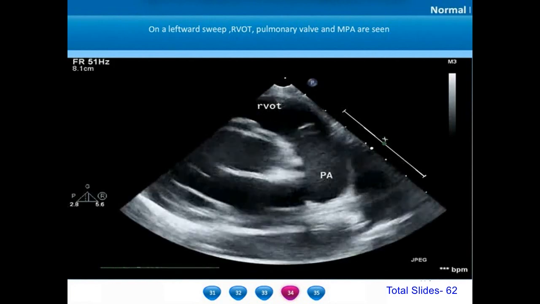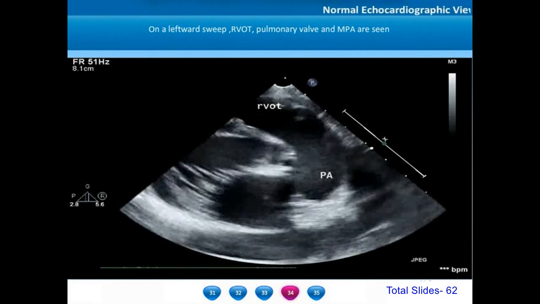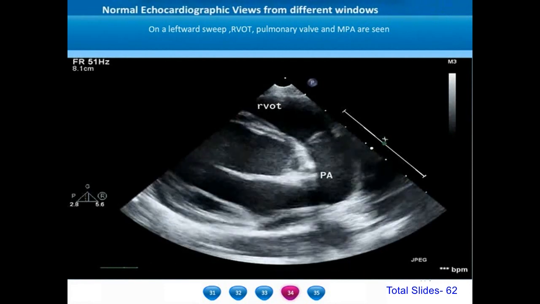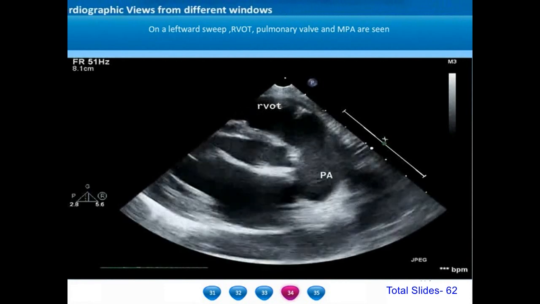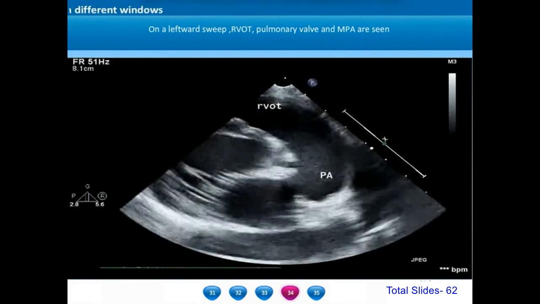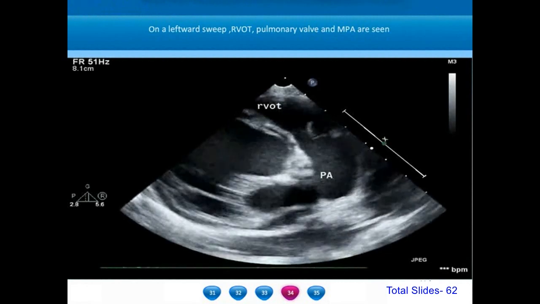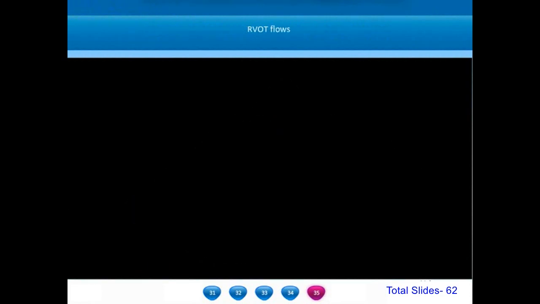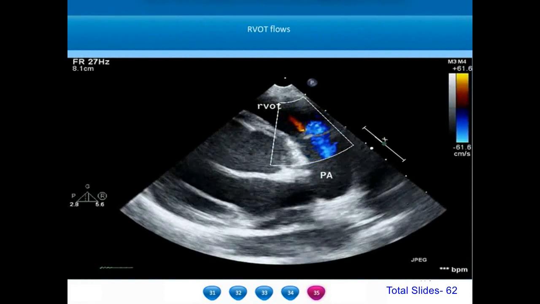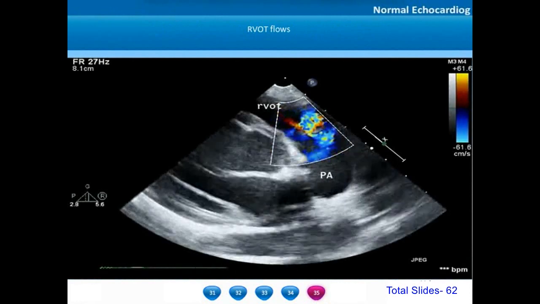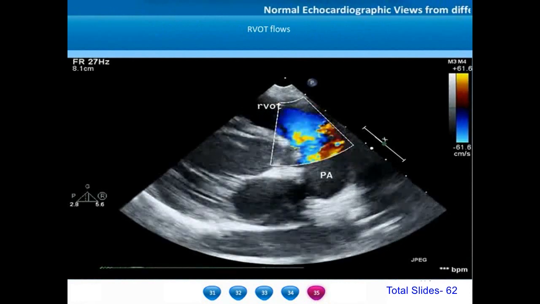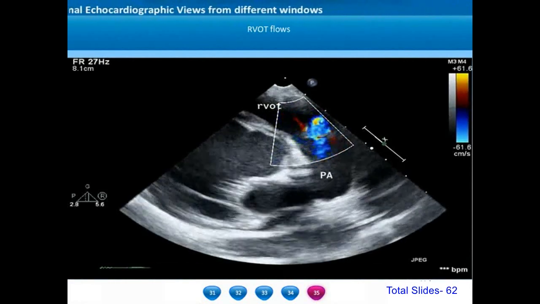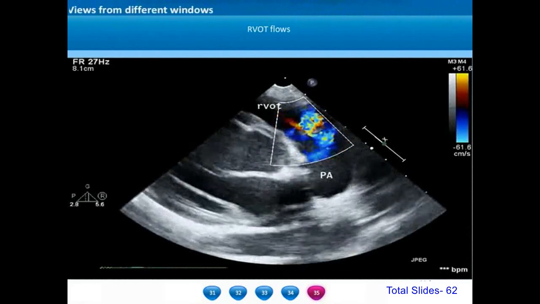After getting the parasternal long axis view where we visualize the left atrium, mitral valve, left ventricle and the aortic valve, if we make a leftward sweep, we will start noticing the right ventricular outflow tract or infundibulum, pulmonary valve, continuing as the main pulmonary artery. Using color flows, we can appreciate the flows from the right ventricular outflow tract into the main pulmonary artery. A tiny amount of pulmonary regurgitation is commonly seen in most of the normal hearts.